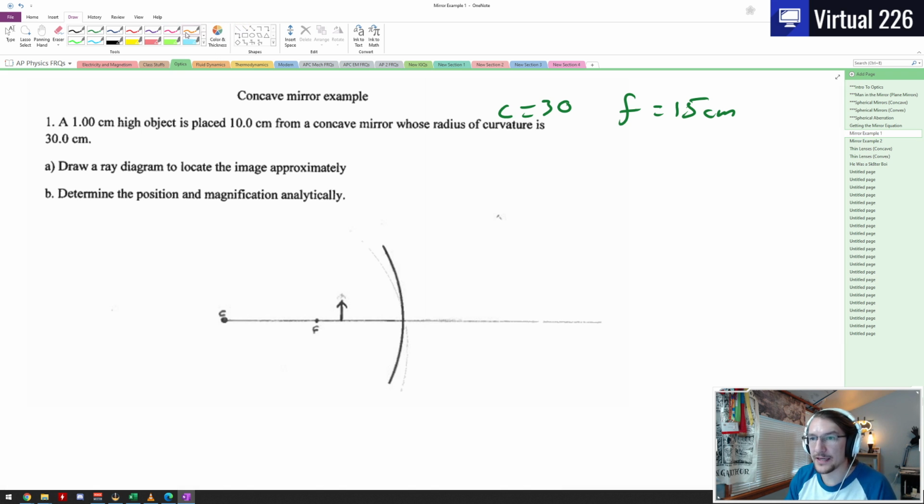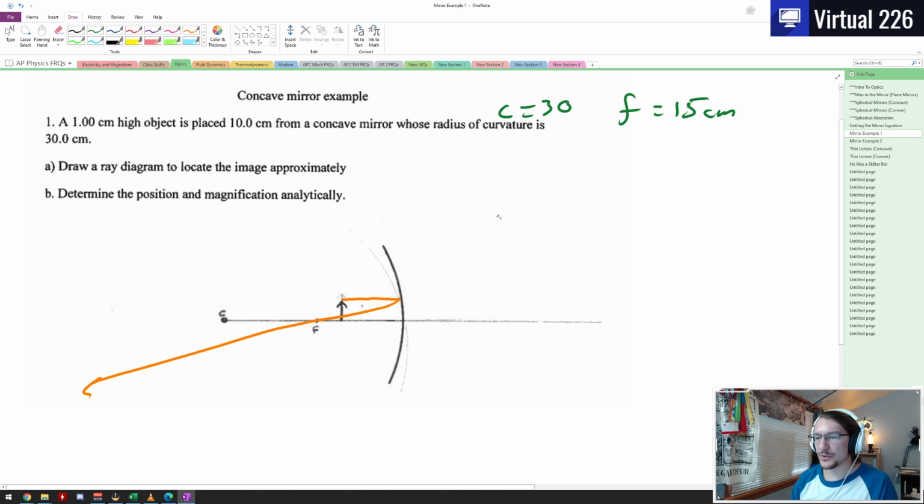We're going to have a ray that comes straight, hits the mirror, and then it's going to pass through the focal point. Perfectly done. That is not even close. Closer, I guess. Good enough. The second ray that we draw is supposed to pass through the focal point and then hit the mirror, but that doesn't work. So how can we do this?